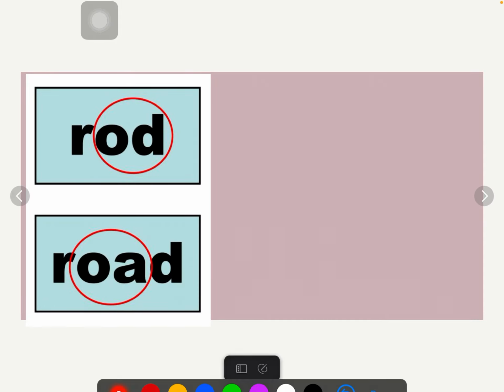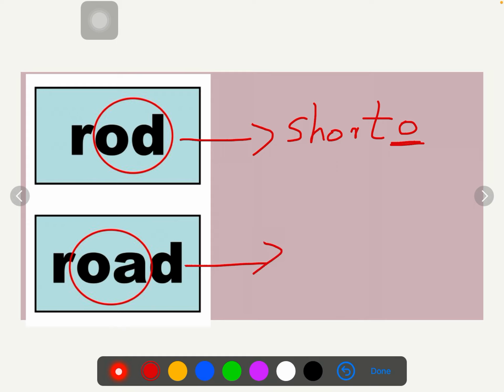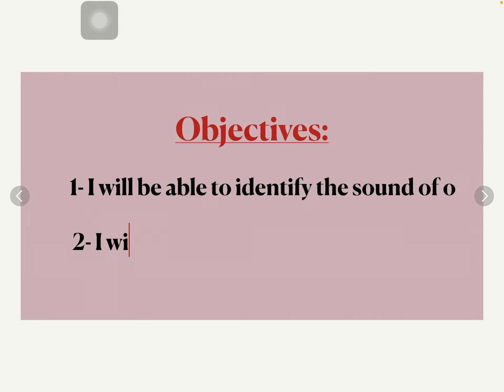All right, I want you to look at these two words, rod and road. You see the difference in the sound of O, girls? How to pronounce O? Rod, road. So in this word, rod has a short O. In this one, road has a long O. So this is our lesson for today, exactly long O.